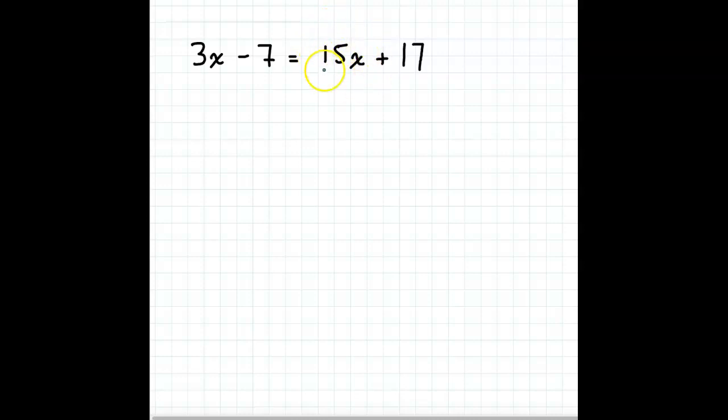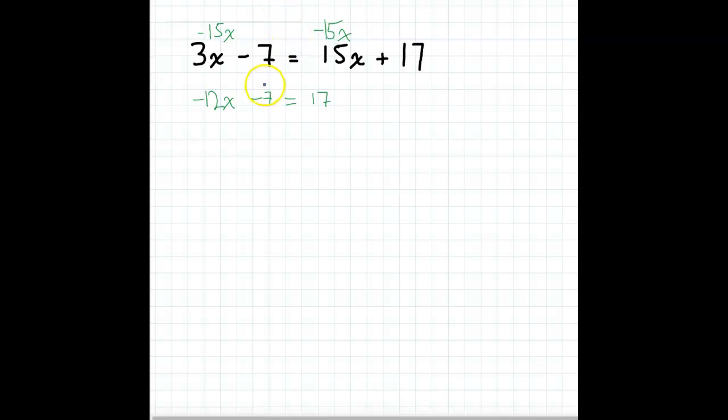So how do I undo this 15x? Well, I need to subtract 15x, right? So if I subtract 15x, I also have to subtract 15x from this side. Now we're going to end up with a negative, what is that going to be? 3 minus 15. 3 minus 3 would be 0, and then it's going to be another 12. So negative 12x minus 7 is equal to, that becomes 0 because we undid it, right? Equals 17.